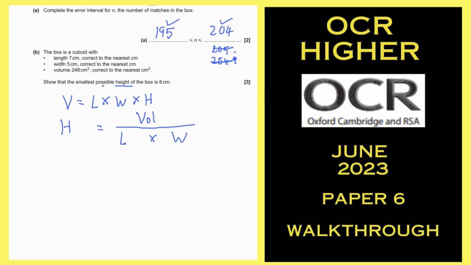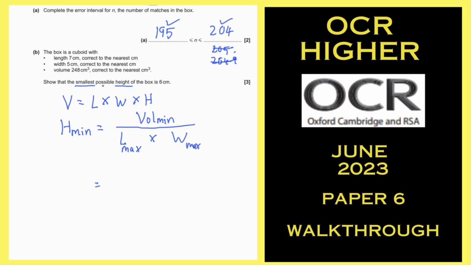But now let's add on that bit of logic. To show that the smallest possible height means we're looking for H minimum. How do we write numbers in this calculation so that we get the smallest possible answer? The only way we can get the smallest possible answer is if we have the smallest possible volume divided by the largest possible lengths and widths multiplied. And there we go.